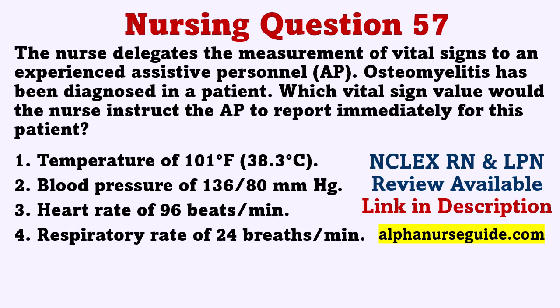The nurse delegates the measurement of vital signs to an experienced assistive personnel. Osteomyelitis has been diagnosed in a patient. Which vital sign value would the nurse instruct the AP to report immediately for this patient? 1. Temperature of 101 degrees Fahrenheit. 2. Blood pressure of 136/80. 3. Heart rate of 96 beats per minute. 4. Respiratory rate of 24 breaths per minute.